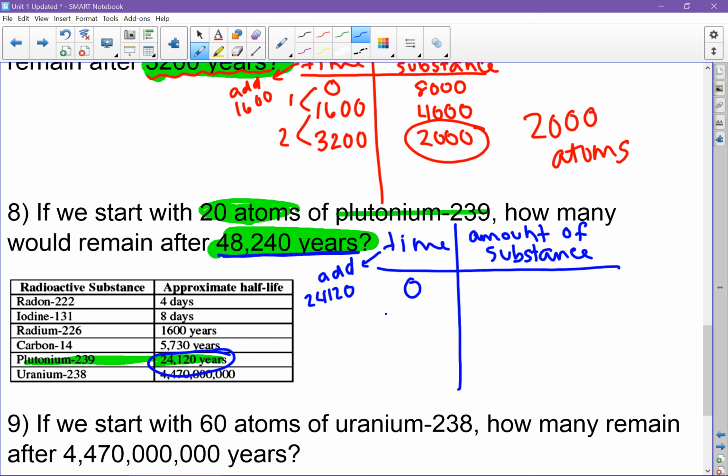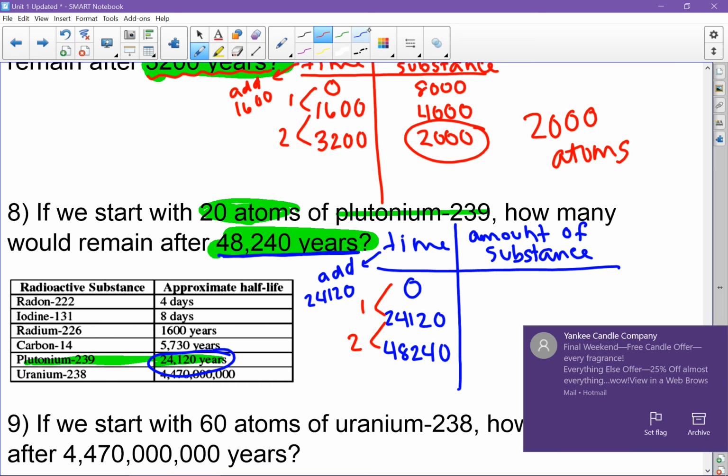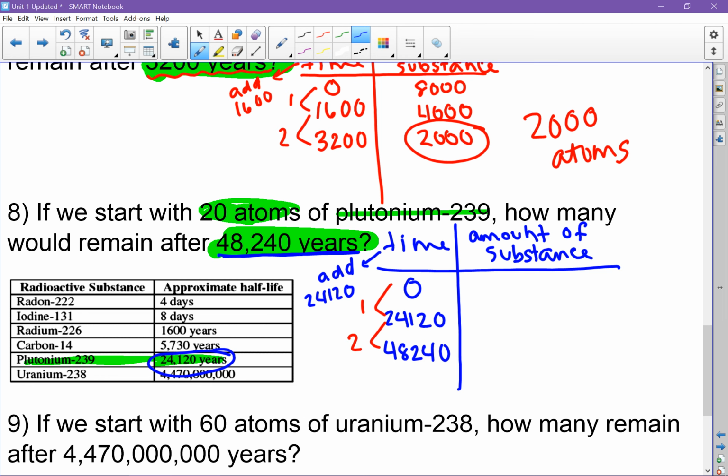So 0 plus that number is that. Not there yet, so add that amount of time again, and then you get what they're looking for. So that means that we had 2 half-lives go by. So we are going to take our original amount, which was 20 atoms, and divide it in half once, divide it in half again. At the end of this, you have 5 atoms left.